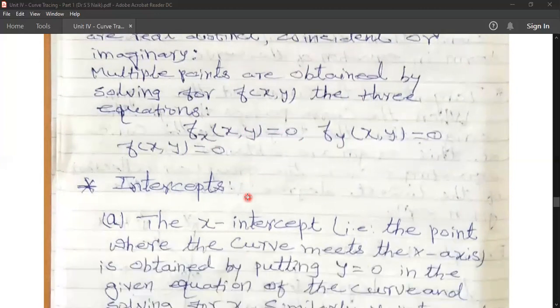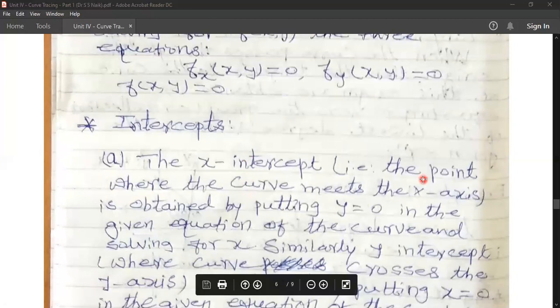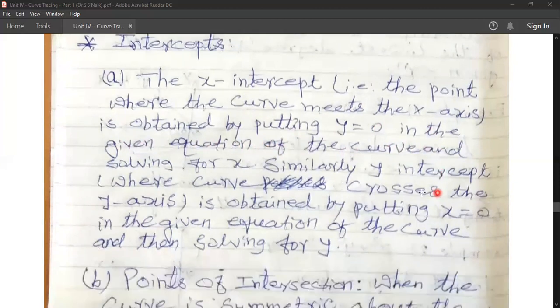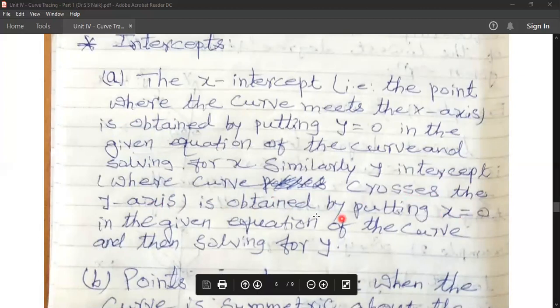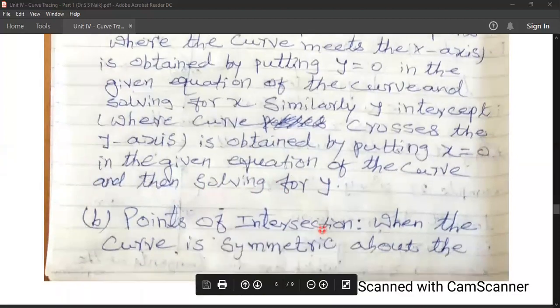Then the next point is intercepts. The x-intercept, that is the point where the curve meets the x-axis, is obtained by putting y is equal to 0 in the given equation of the curve and solving for x. Similarly, the y-intercept, where the curve crosses the y-axis, is obtained by putting x is equal to 0 in the given equation of the curve and then solving for y.